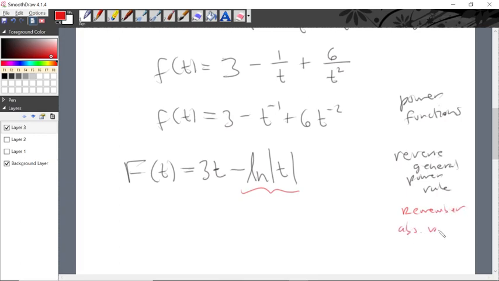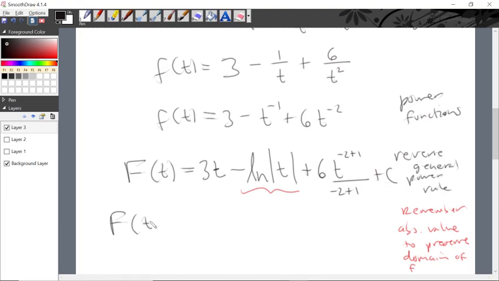Remember the absolute value in order to preserve the original domain of the original function f that we were given. That is that t is still allowed to be negative and input into this result. All right, reversing the general power rule for this term, 6t to the negative 2. Well, we can just add 1 to the exponent, right? So what we're going to do, we're going to add 1 to the exponent and then divide by our new exponent. And then finally, to make a family of functions, we should add an arbitrary constant c.